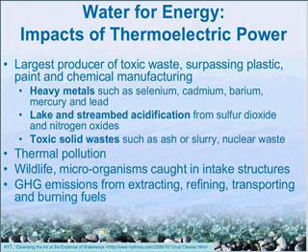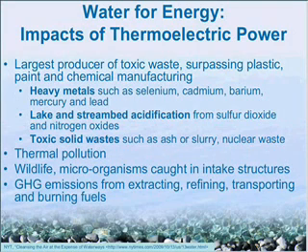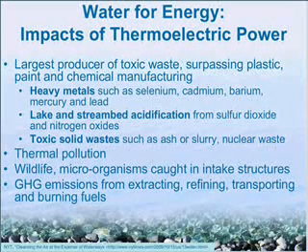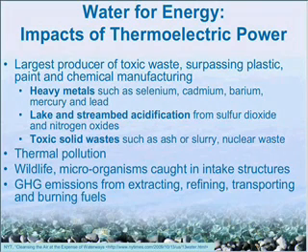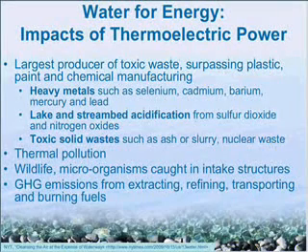Power plants are the largest producers of toxic waste, surpassing plastic, paint, and chemical manufacturing. They produce heavy metals. Also, lake and stream bed acidification occurs as a result of the sulfur and nitrogen oxides released through burning of fuels such as coal. Toxic solid waste, such as coal ash or slurry, and nuclear waste can also pose threats to our water resources if they end up being improperly stored.